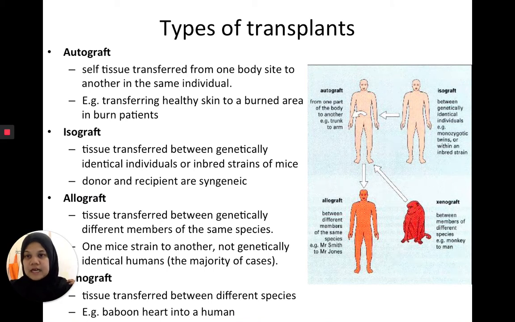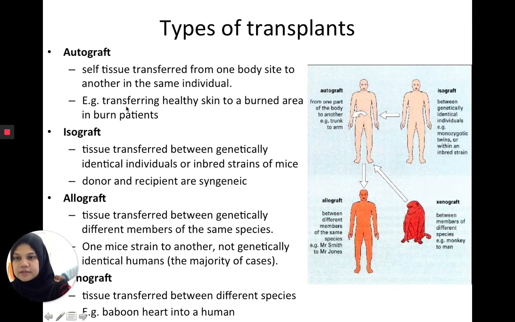Or you could have an isograft. That's when you have tissue transferred between genetically identical individuals, so it's like identical twins. Or if you have animals that are inbred and are the same strain, they're also considered isografts. They're genetically very similar. And allografts are when the tissue is transferred between genetically different members of the same species. So from human to human, but obviously not a genetically similar human, just species similarity.